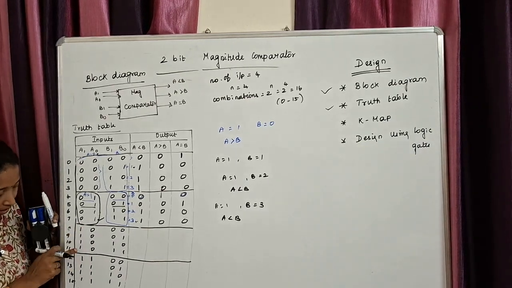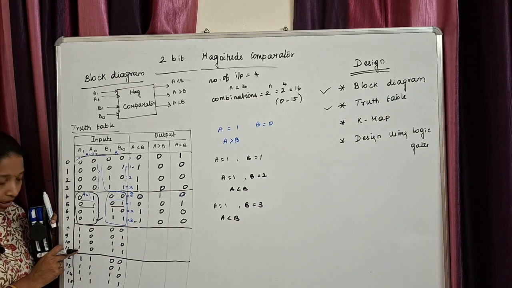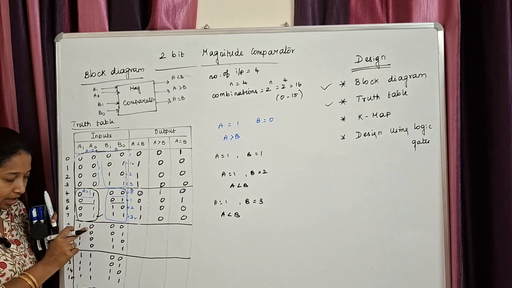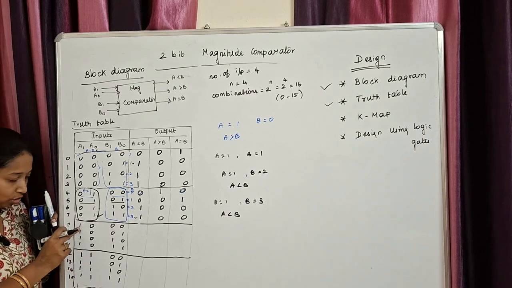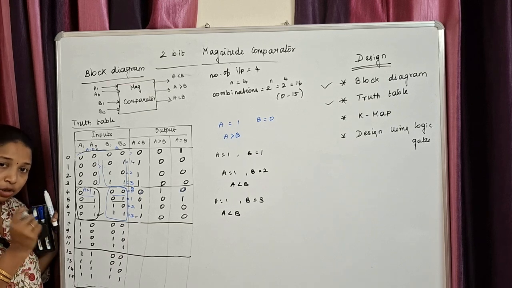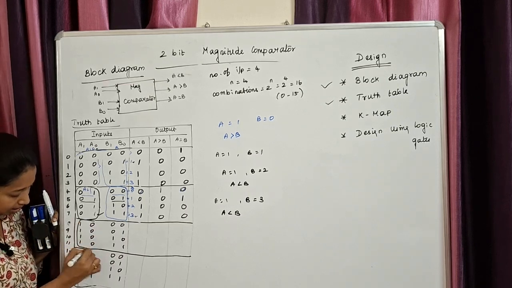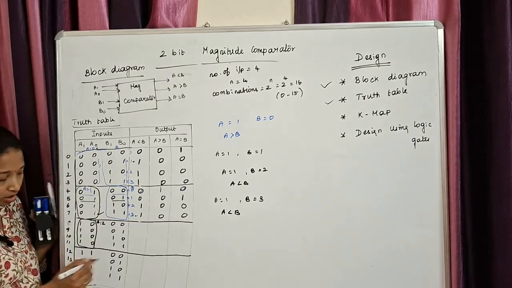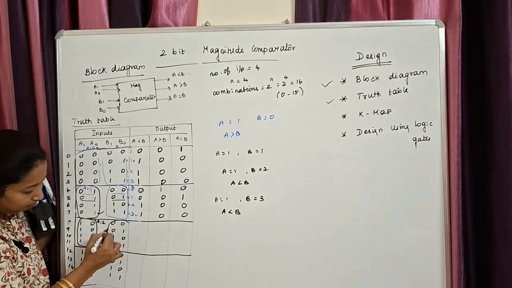Is it clear? Now, do for this particular block. What is the value of A? By looking at this only, you should be able to tell now. For this entire block, A1 and A0 are common. Right? And what is the equivalent decimal for 1 and 0? It is number 2. So, for this entire block, my A is equal to 2. Clear?